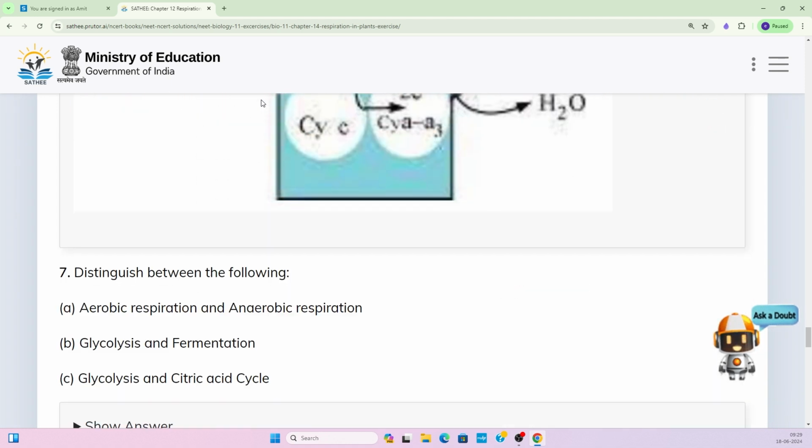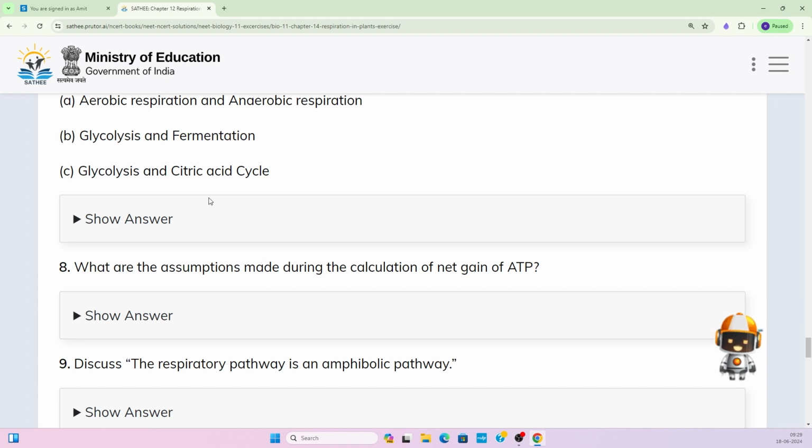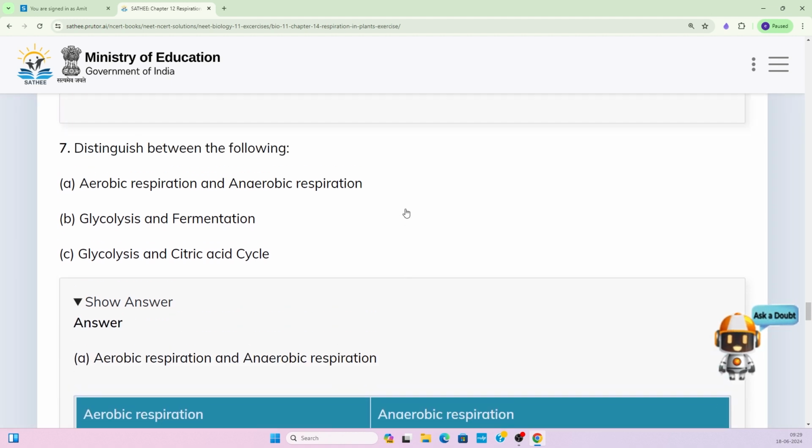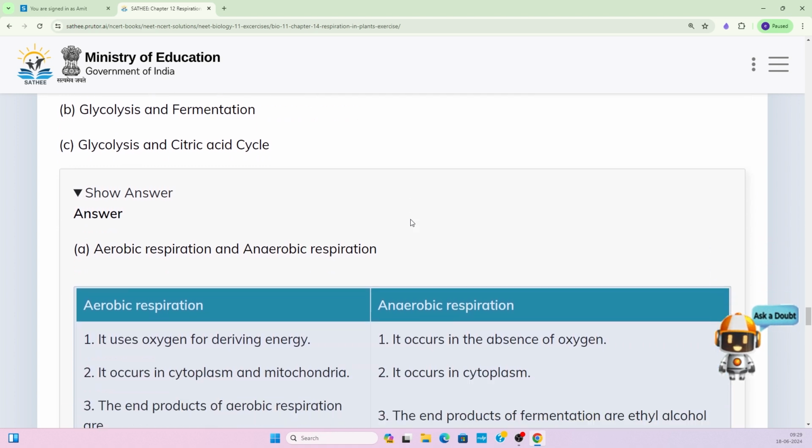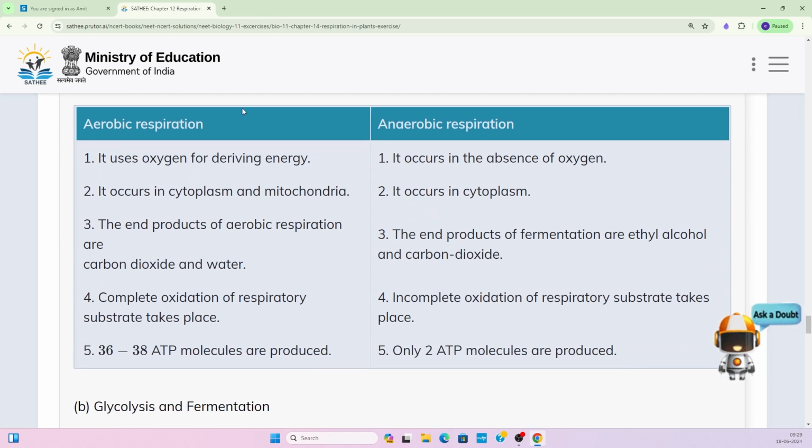Moving to our next question. Distinguish between aerobic respiration and anaerobic respiration, glycolysis and fermentation, and glycolysis and citric acid cycle. Aerobic respiration uses oxygen for deriving energy. Anaerobic respiration occurs in the absence of oxygen.